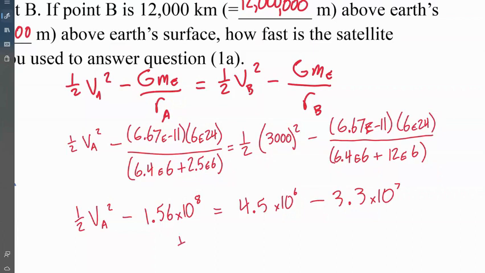So I'll get 1/2 velocity at A squared is equal to 1.275 times 10 to the 8. All right. And if we solve this for the velocity at point A, times 2, square root that number, I get right around 16,000 meters per second.